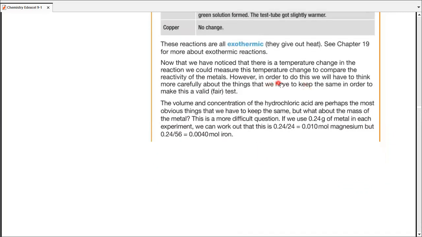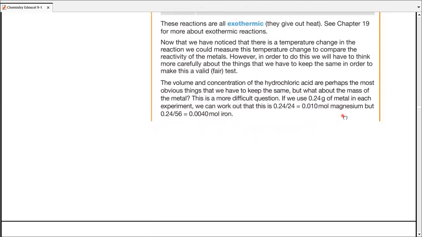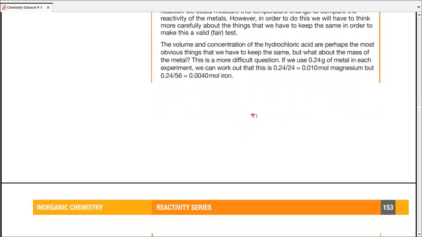Now, in order to be careful, remember it should be a valid or fair test. So the volume and concentration of hydrochloric acid are the most obvious things we have to keep the same. Mass of the metal, right? Which also includes the thickness and the length of the metal. Okay, so that's important. Now, mass of the metal is a more difficult question because when we convert these masses into our standard unit, mole, this comes out as a problem.